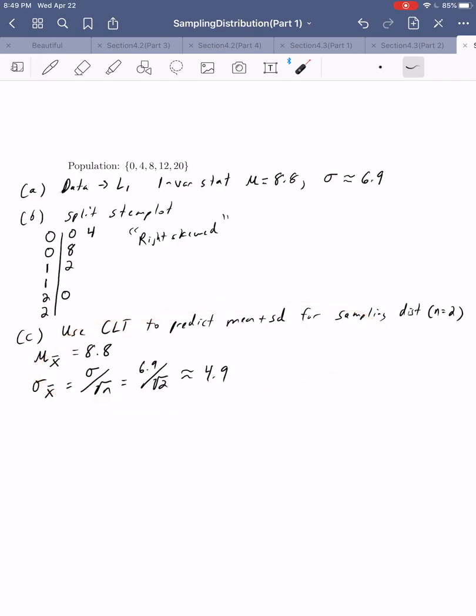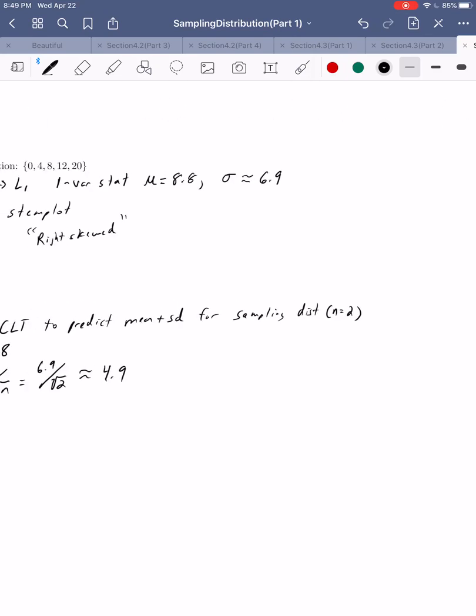Okay, so all we've done here is we've calculated some things about the population, and then we did some predictions based on the central limit theorem. Now we're going to go ahead and actually construct the sampling distribution. So I think we're going to do that on the next page. I'm just going to grab this population stuff here. No, let's just go ahead and give ourselves a new page real quick.